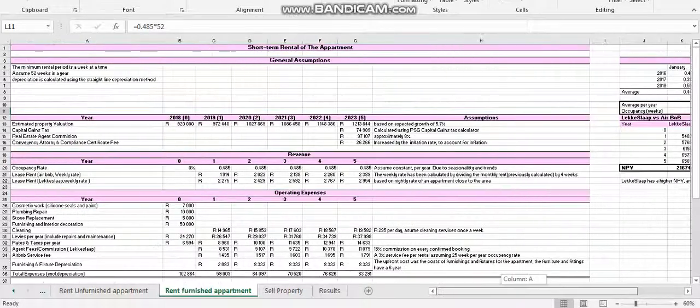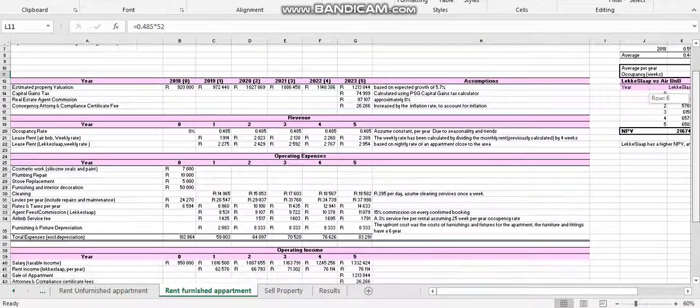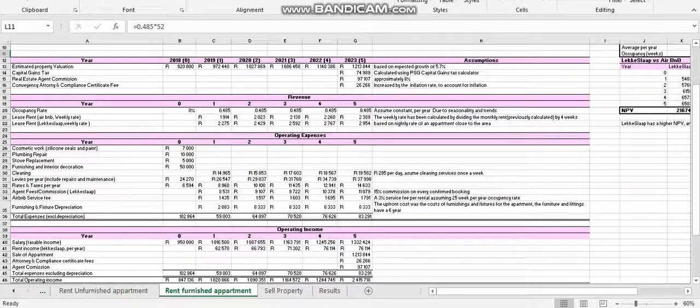When choosing to be a host, it is also important that you choose the right platform. The options were between Lekker Slaap and Airbnb. So firstly, I looked at the agent fees or commission, where Lekker Slaap required a 15% commission on every confirmed booking, and Airbnb required a 3% service fee per rental.